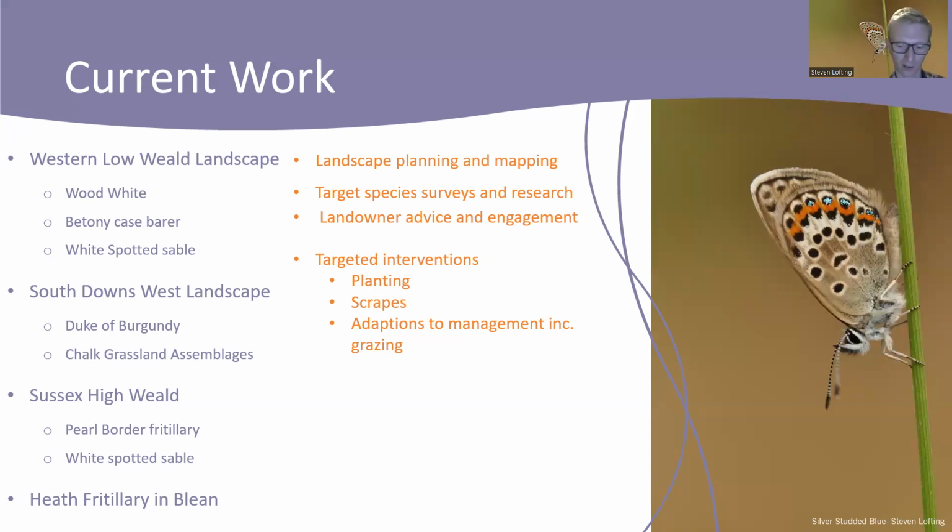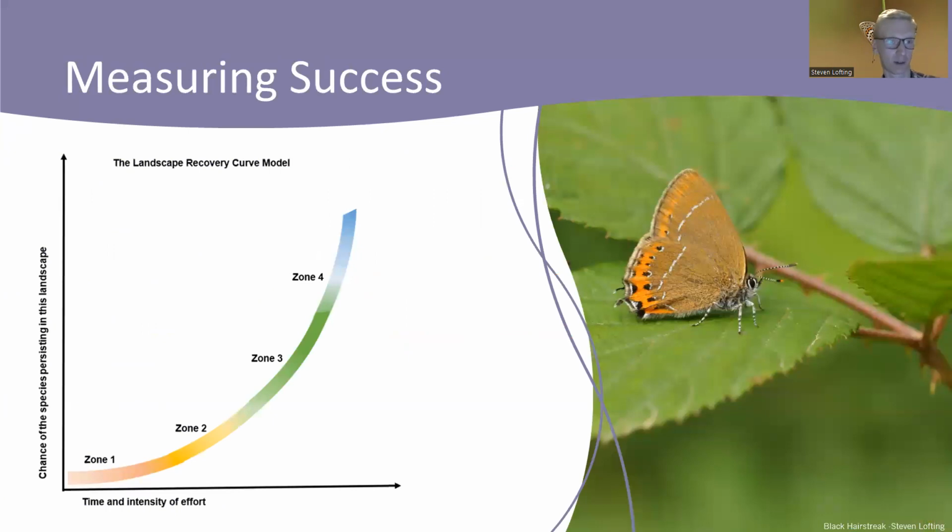Now, with all that in mind, you're probably thinking, well, how do we then measure success, and it's done on quite a varied level. And we have this little diagram here, which is our landscape recovery curve model. And we start down at zone 1. And zone 1 is where we're perhaps working for species at a couple of areas of landscape. So a couple of different locations. It's not particularly joined up.